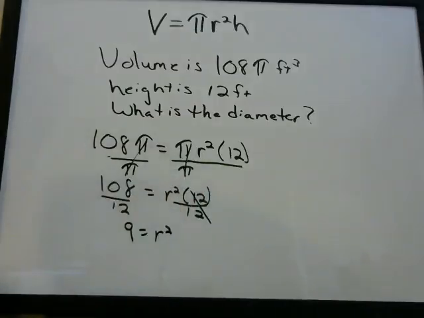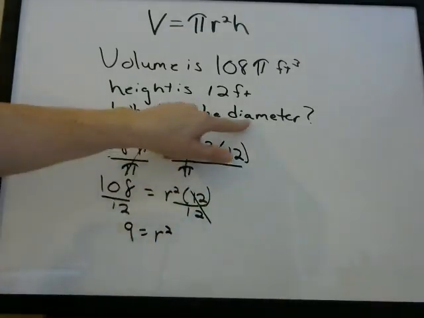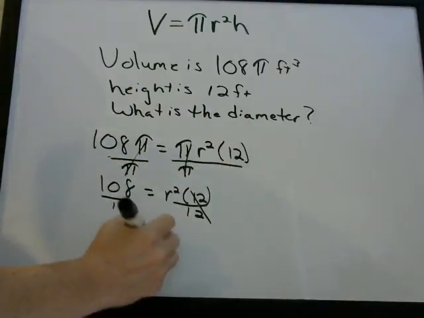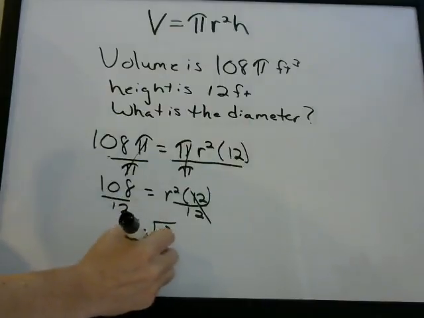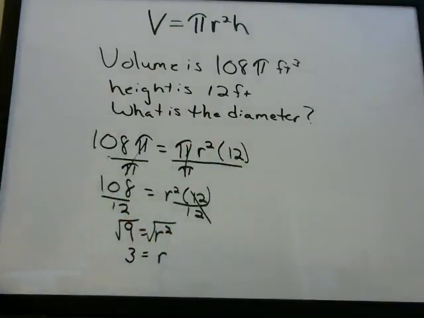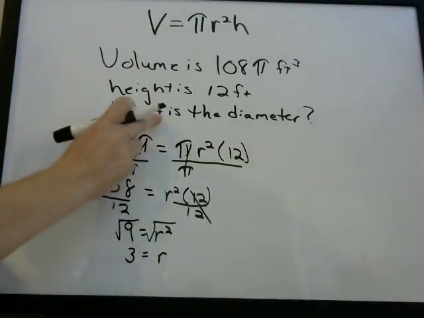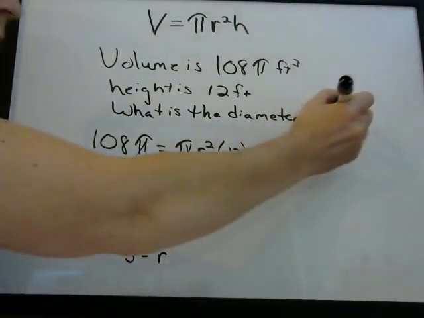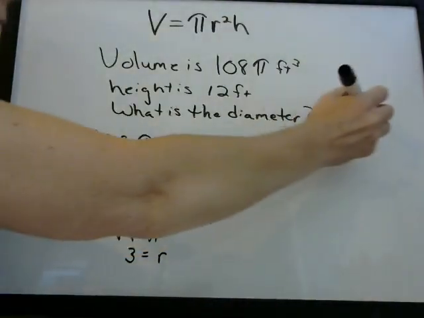So r squared equals 9. But we don't want r squared. We want the radius in order to find the diameter. So how do you find r? You take the square root. Square root of r squared is r. Square root of 9 is 3. So the radius is 3, but that's also not the question. The question is, what is the diameter? If the radius is 3, the diameter is just twice the radius. So the diameter is going to be 6 feet.